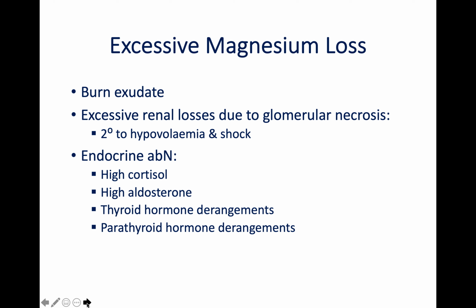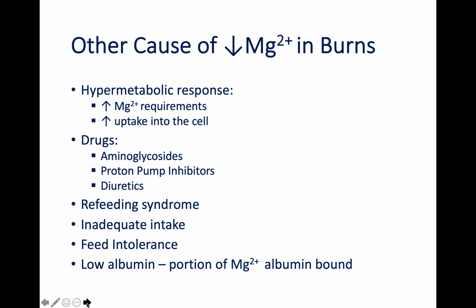Endocrine abnormalities that may result in magnesium losses can be high cortisol and high aldosterone from the SIRS response associated with burns. And it's not uncommon for burns patients to have thyroid and parathyroid hormone derangements, and these can also influence excessive magnesium losses and renal excretion of magnesium. Other causes of low magnesium in burns can be the hypermetabolic response. So because of the increased metabolism or basal metabolic rate, there are increased magnesium requirements and increased uptake of magnesium into the cell, so that can result in hypomagnesemia.